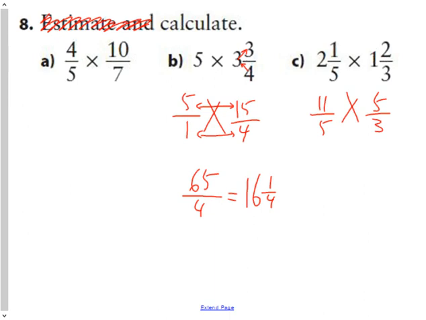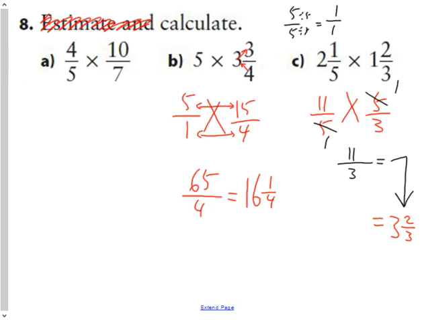Now, if you don't cross reduce, you're going to get 55 over 15, which is equal to 3 and 10/15, which is equal to 3 and 2/3. That's your final answer. But if you cross reduce the 5 over the 5, because both are divisible by 5, it reduces to 1 over 1. And when I do that, I'm now going to get 11 times 1, which is 11, and 1 times 3, which is 3, and 11 over 3 is still 3 and 2/3.